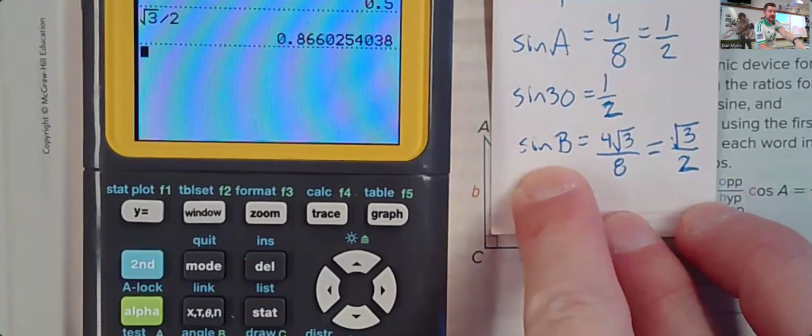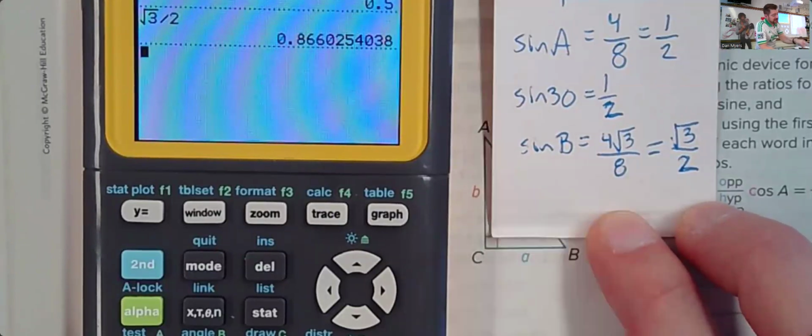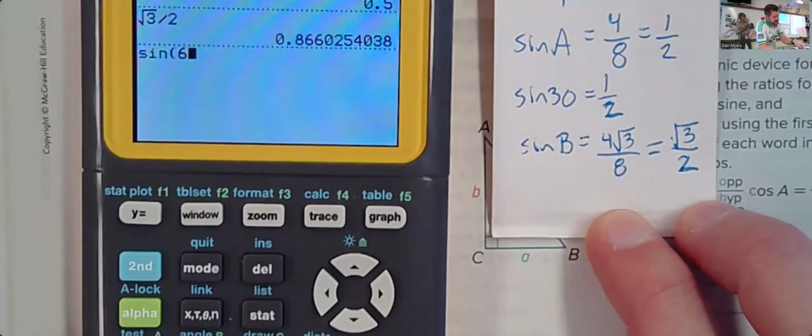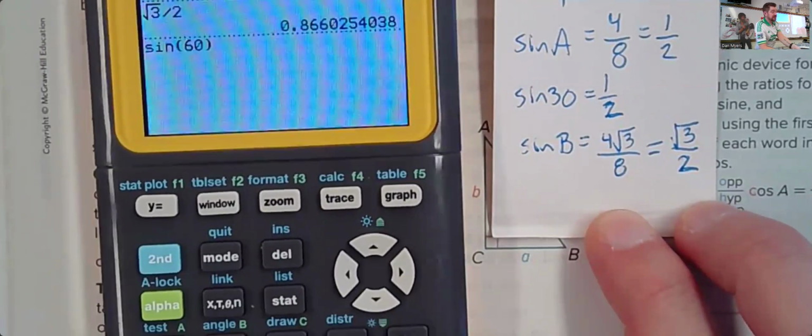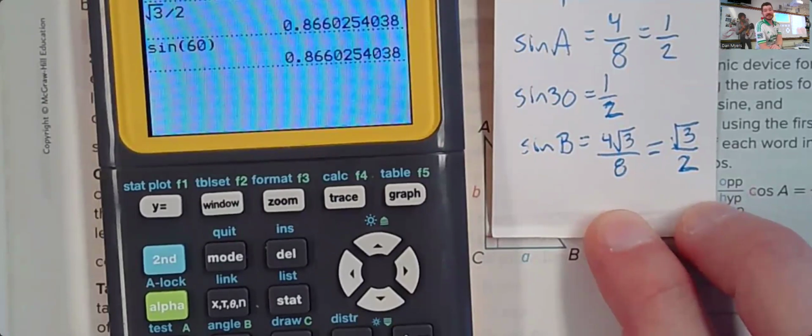How many degrees was angle B? 60. So now I want you to type in sine 60. It should be the exact same thing. Hey, look at that. It's the exact same thing.